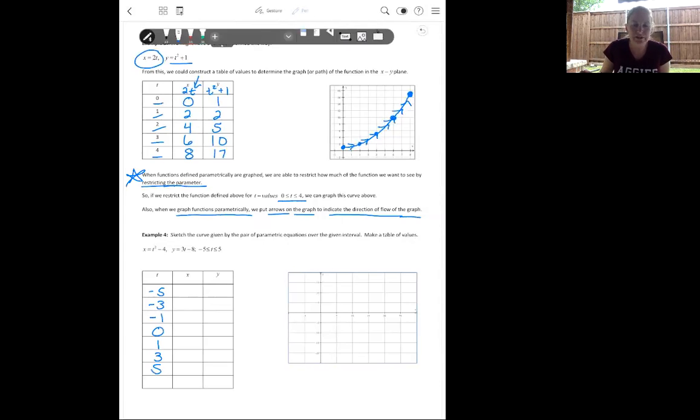Notice I did not do every single one. I skipped around, but I kept it somewhat consistent. I didn't have to fill up the entire table of values. I left the last one blank because this will give me enough points to see clearly what we're doing. My x equation was t squared minus 4, and the y equation was 3t minus 8. We're going to pause the video now, and I want you to fill out your table of values.